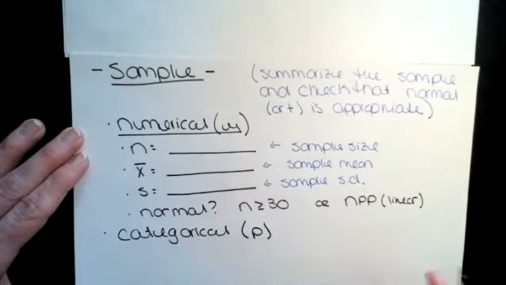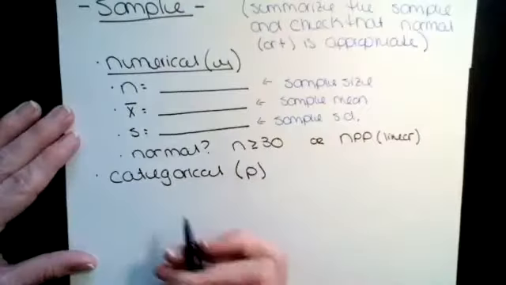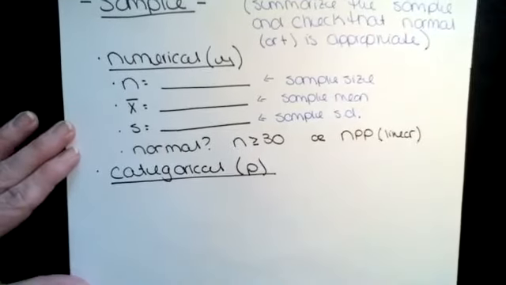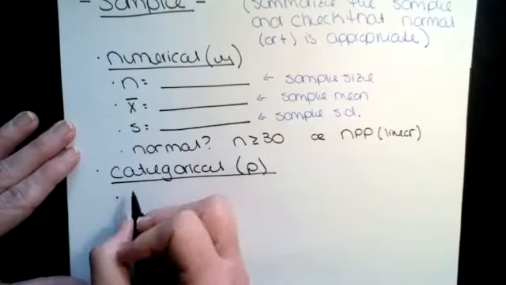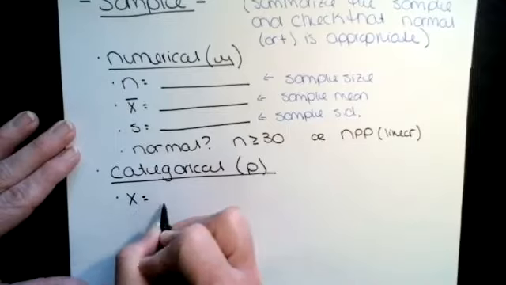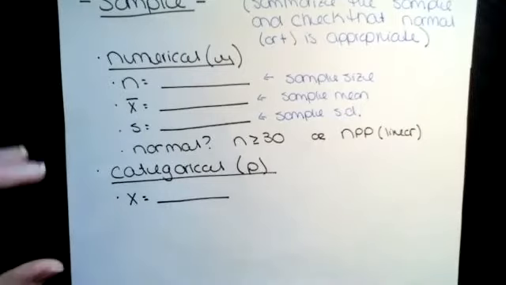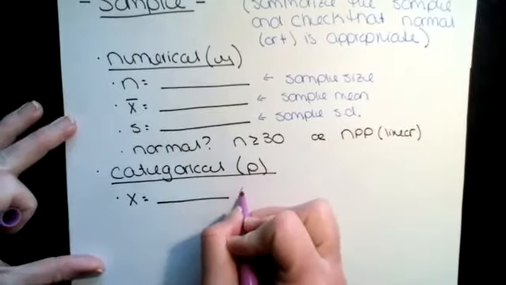Remember, categorical data is when we're studying p, or population proportion. So here we would look for x. Now remember, that's not x bar, that's x. And x here is the number of individuals with the characteristic.